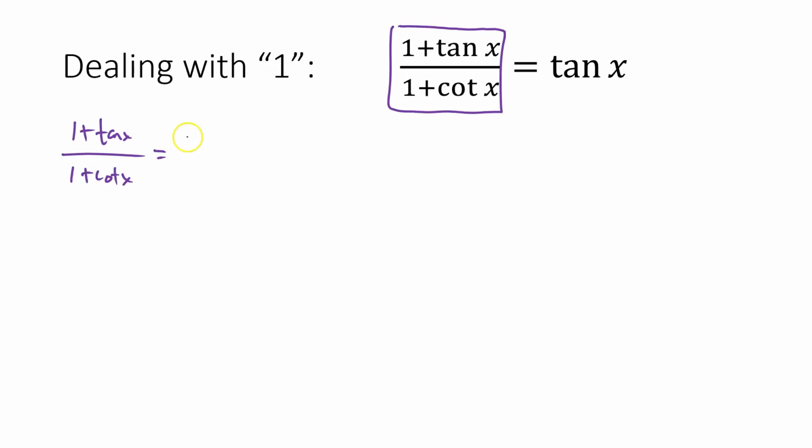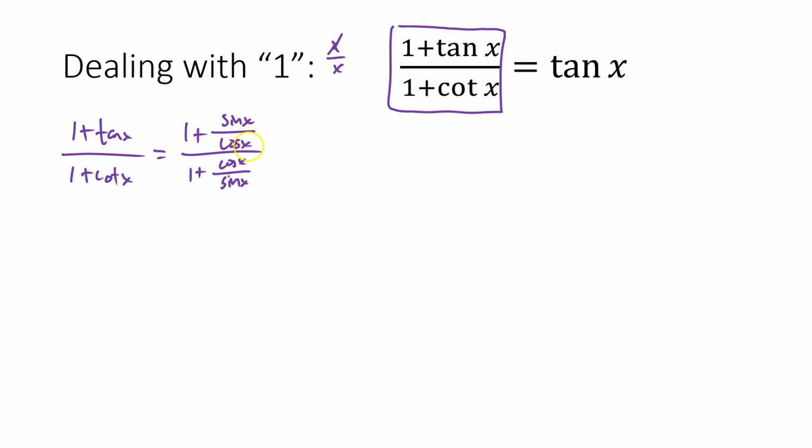So let's put it into sines and cosines. So we have 1 plus sine x over cosine x, and that's divided by 1 plus cosine x over sine x. Now, what we'd like to do is combine this top together. So we need a common denominator between 1 and sine over cosine. Well, 1 can be the same thing over itself, no matter what it is, right? 1 is x over x, as long as x isn't 0. And so I can put the same thing over itself.